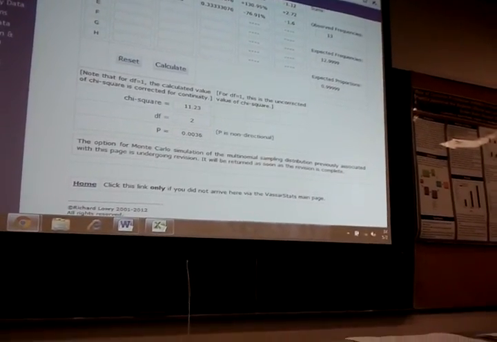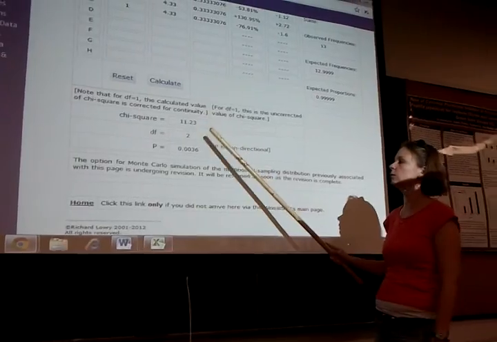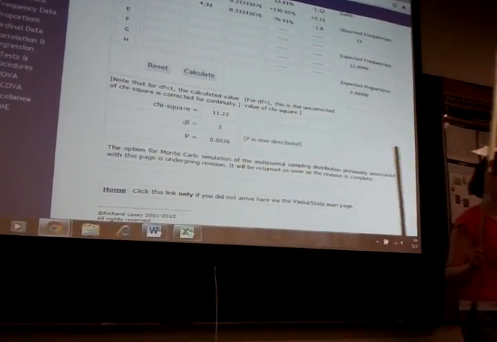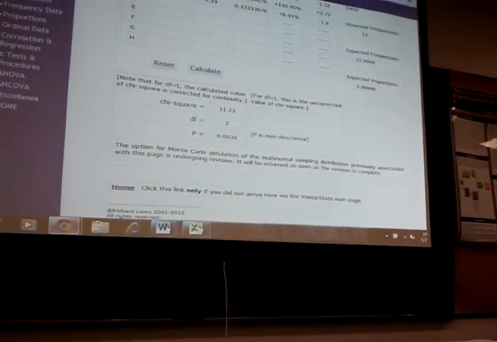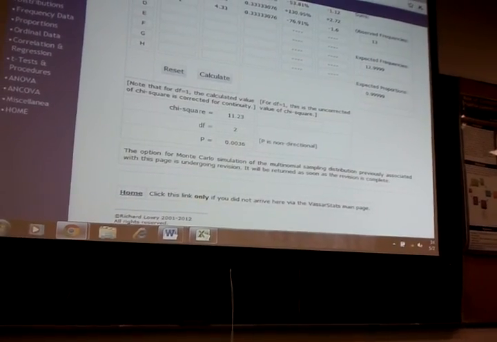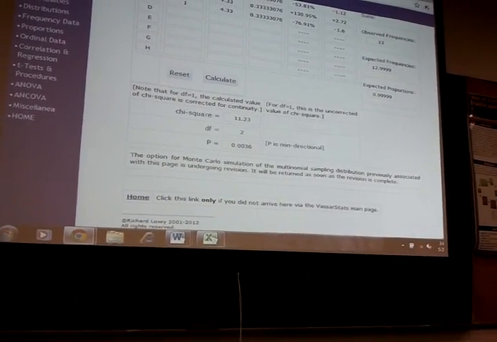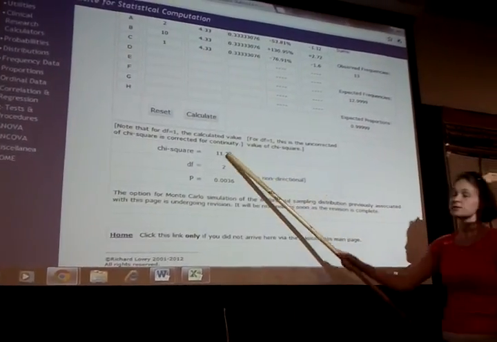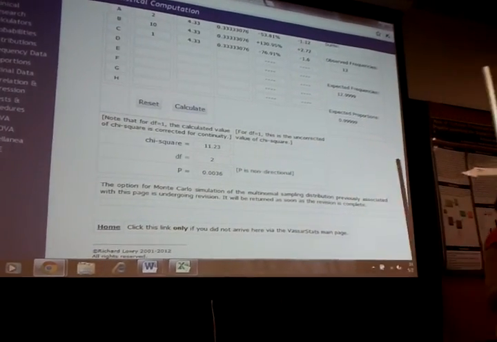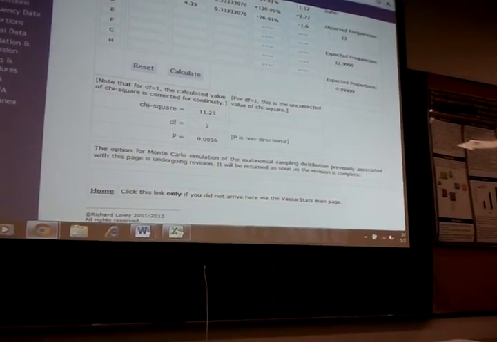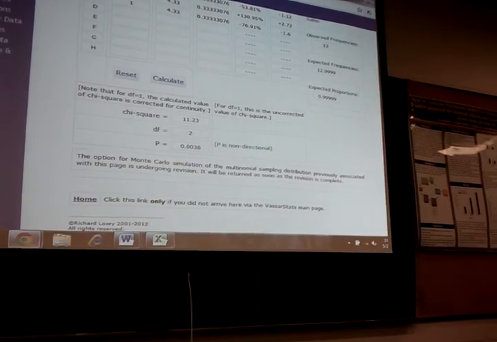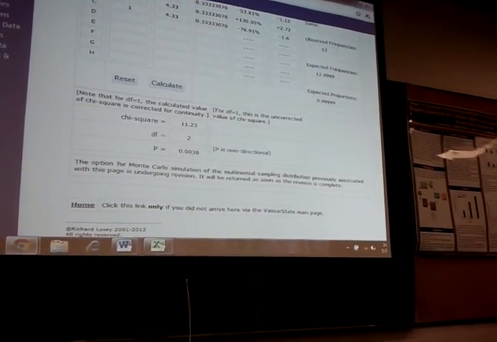And again, it's going to give you your chi-square value, your degrees of freedom, and your p-value. Okay? Here it says the test will have 2 degrees of freedom. So if you don't have 2 degrees of freedom when you put this in, then you put your data in incorrectly. So make sure you double check. That's a good way to check it.